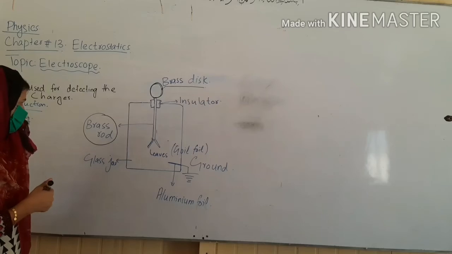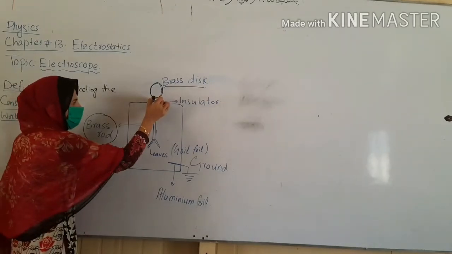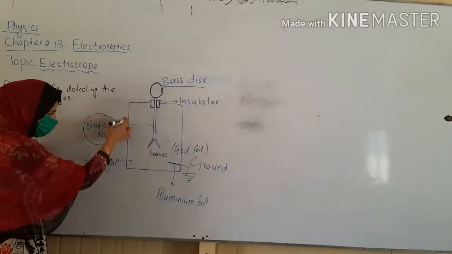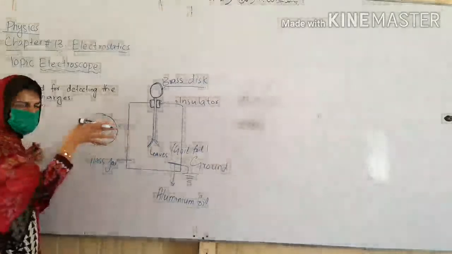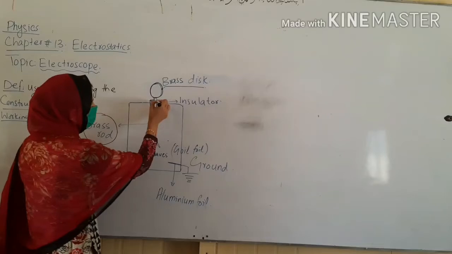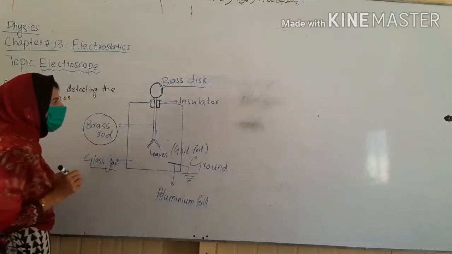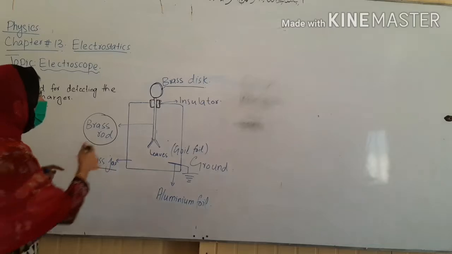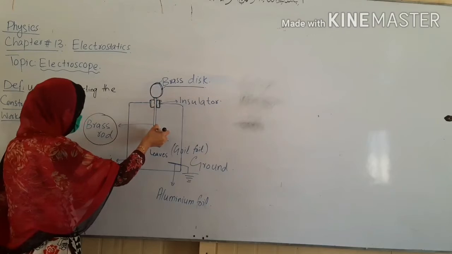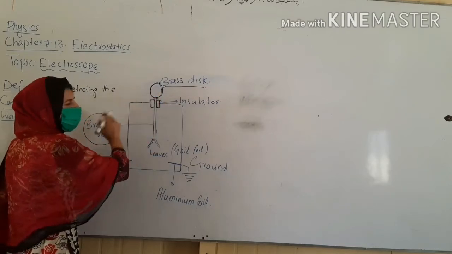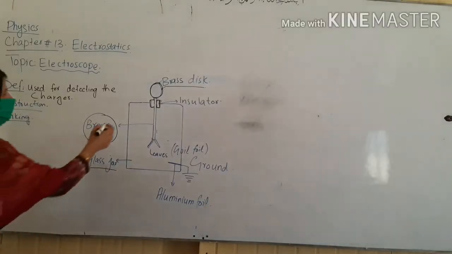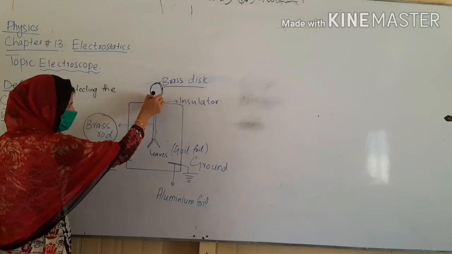Now this is the side part. This is an insulator. This is a glass jar inside which the whole structure is enclosed. Why do we use insulator material here? Because when charges move from this disc to the brass rods, they should not diverge in any other direction or be lost. So they will follow this path only.